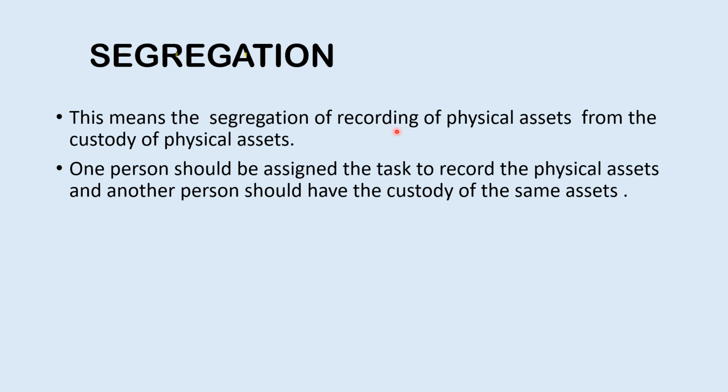If the recording is done by X and the custody is also given to X, there are chances that he may commit some mistakes. So if the recording of physical assets and the custody of physical assets are given to two separate people, an automatic internal check will take place. This I have explained to you: one person will be asked to record the physical assets and the other person will have the custody. So there will be an automatic cross verification of the system.